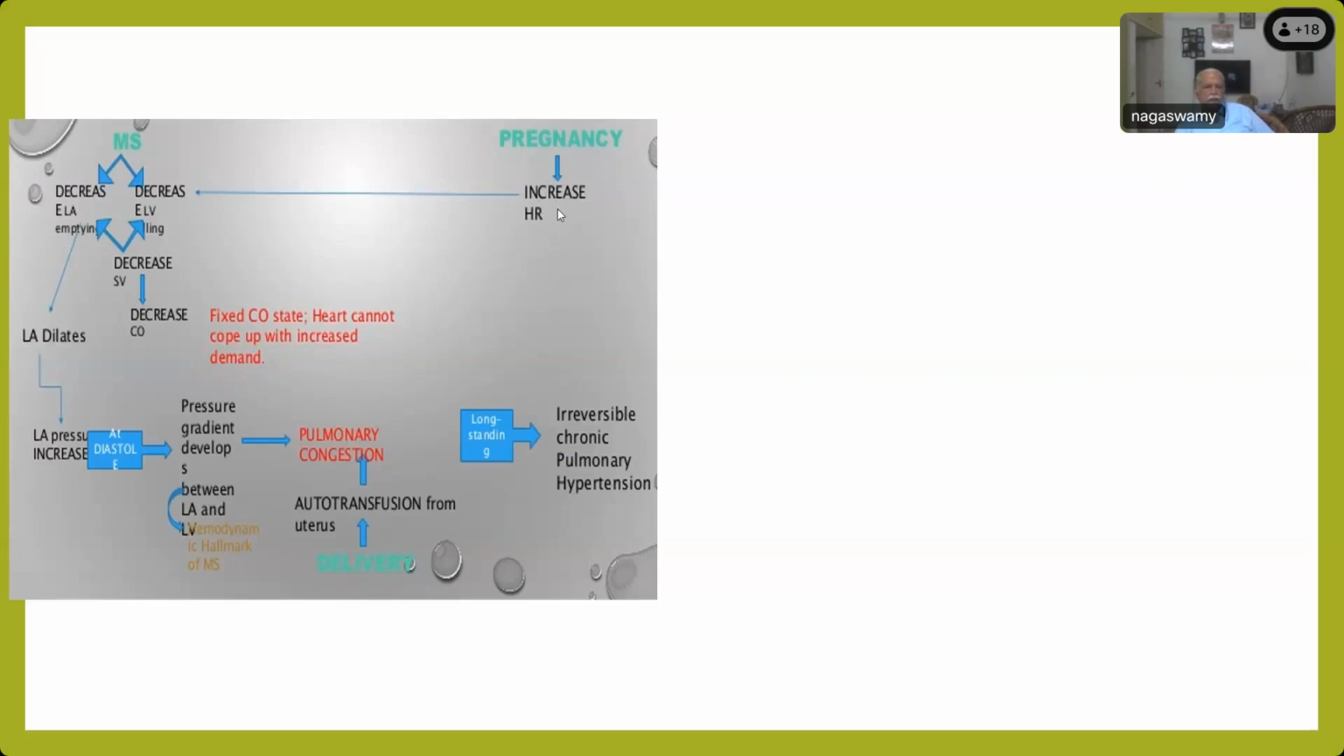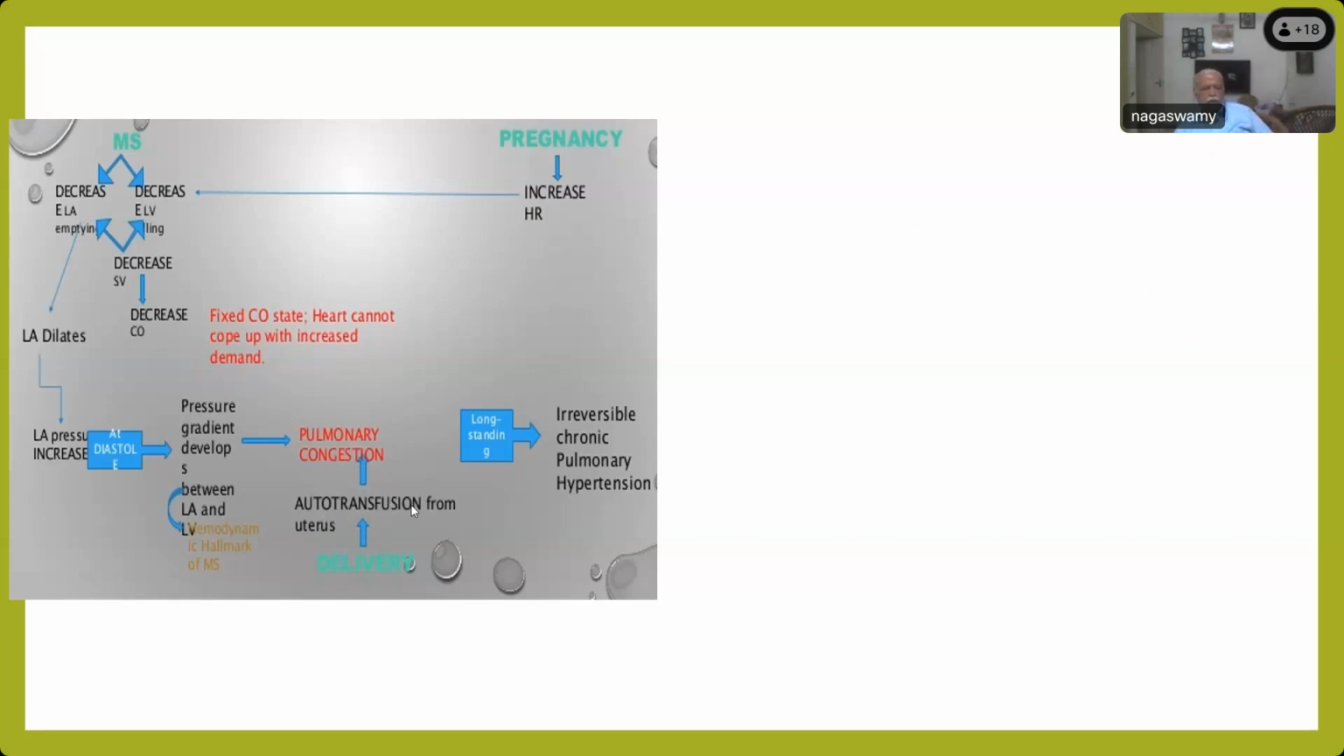And these are the things that happen in pregnancy. Increase in heart rate is the first thing, and then increase in fluid. All these things cause the MS to get an elevated left atrial filling and decreased emptying. And it is a fixed cardiac output state. The pressure gradient starts increasing with the pulmonary congestion, and especially after delivery, when the placenta is removed, there is an auto transfusion of 500 ml to 1 liter of blood into the circulation.